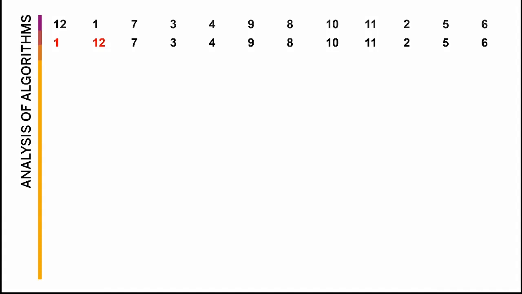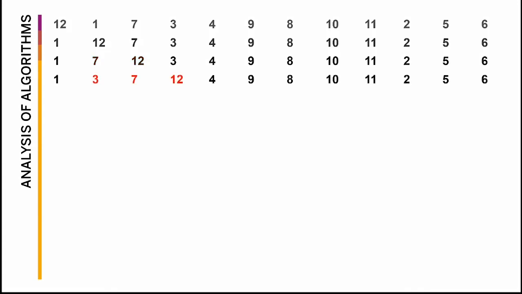So now we look at the next pair, which is the 7 and 12. Again, we flip them because they are not in order based on our definition. Now we look at the next pair, which is 3 and 12. Once we flip them, it becomes 3 and 12, they are in order, but it's not in order with 7 and 3. So it will flip again on that pair. So it becomes 3, 7, and 12.